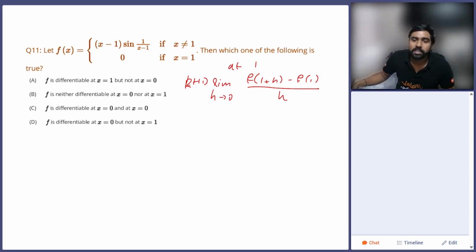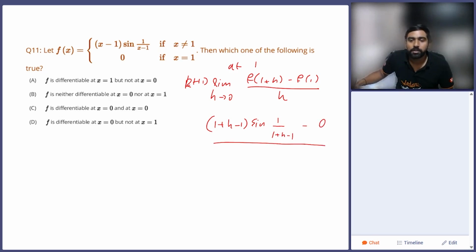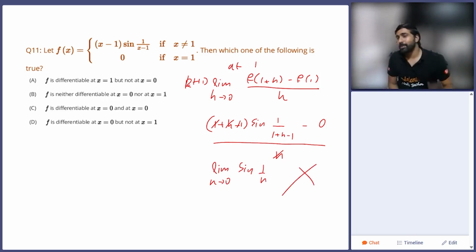So for f of 1 plus h, which definition will I use? I'll obviously go with the first definition, that is 1 plus h minus 1 into sine of 1 upon 1 plus h minus 1, minus f of 1 which is equal to 0, divided by h. So that cancels out. I have sine 1 by h, limit h tending to 0. This does not exist because sine at infinity varies like anything. So the function is absolutely not differentiable at x equal to 1. Oh, this option should have been 1, but okay, it's anyways an incorrect option, so it doesn't really matter a lot.